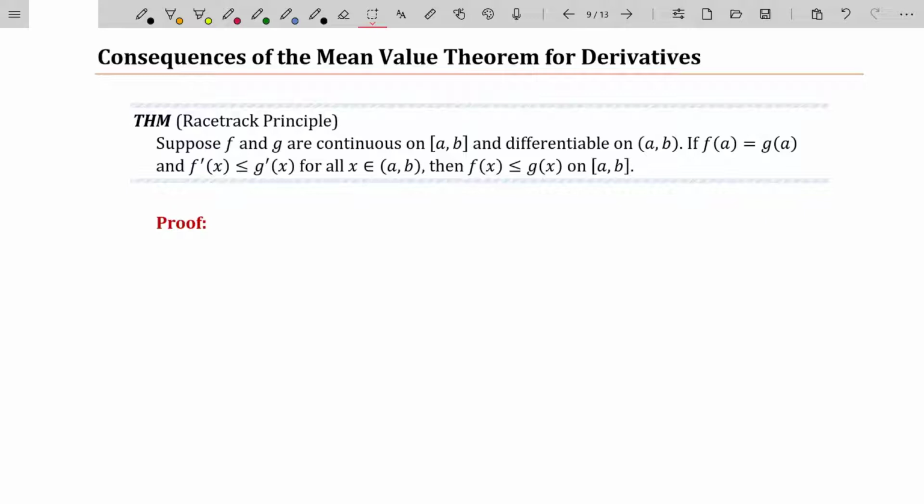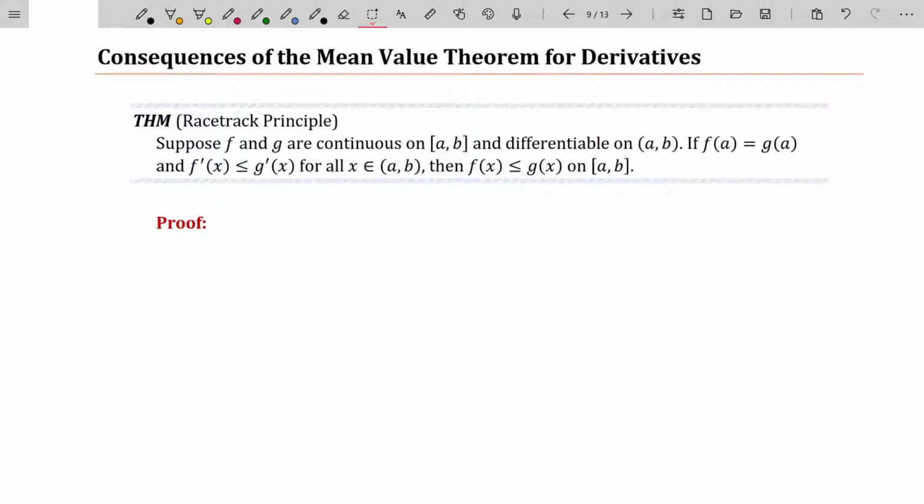that I use, but I think is probably one of the more important uses of the mean value theorem for derivatives. And it's called, in some circles, the racetrack principle. Suppose you are given two functions that are continuous on a closed interval a to b and differentiable on the open interval from a to b, which implies we can use the mean value theorem with both of them.